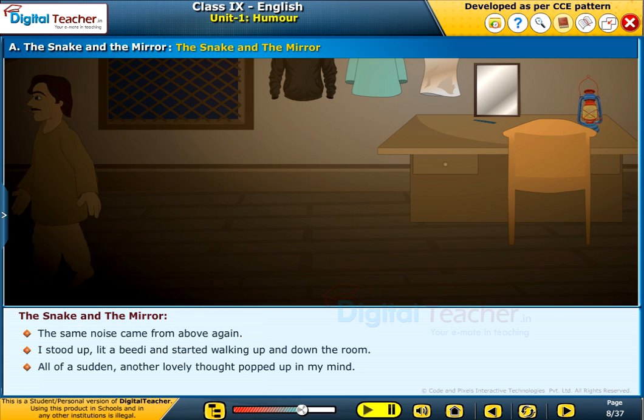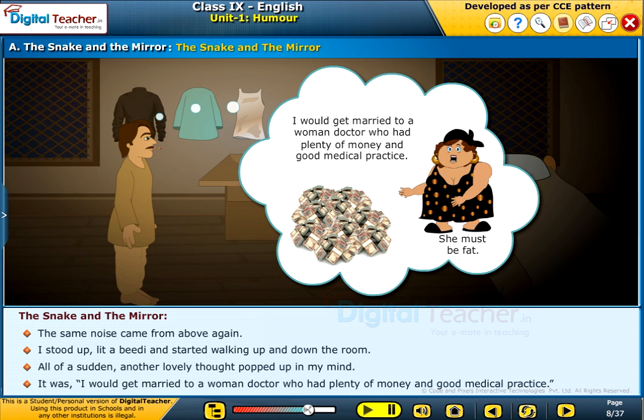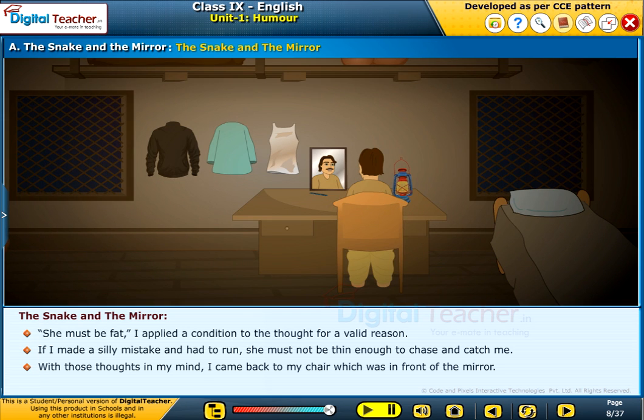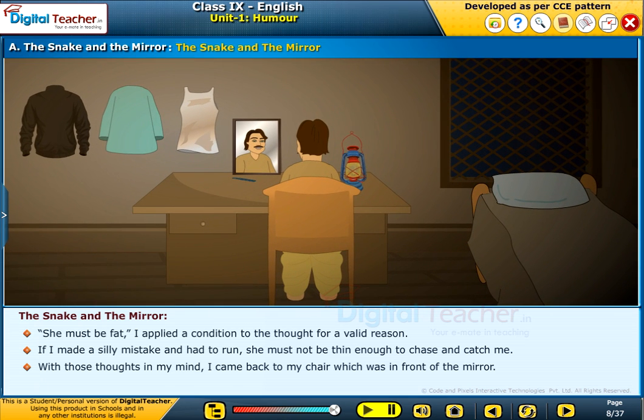All of a sudden, another lovely thought popped up in my mind. It was, I would get married to a woman doctor who had plenty of money and good medical practice. She must be fat. I applied a condition to the thought for a valid reason. If I made a silly mistake and had to run, she must not be thin enough to chase and catch me. With those thoughts in my mind, I came back to my chair which was in front of the mirror.